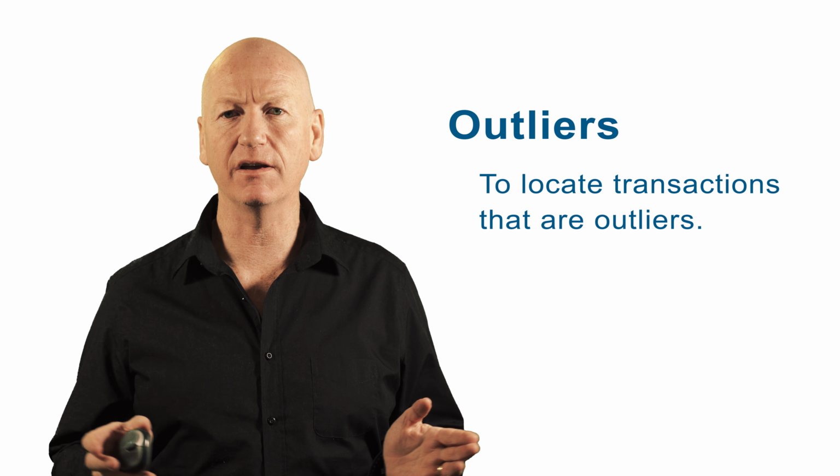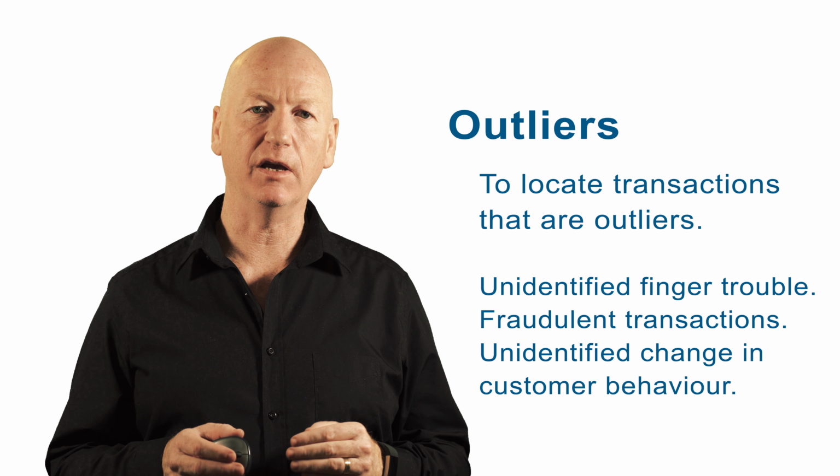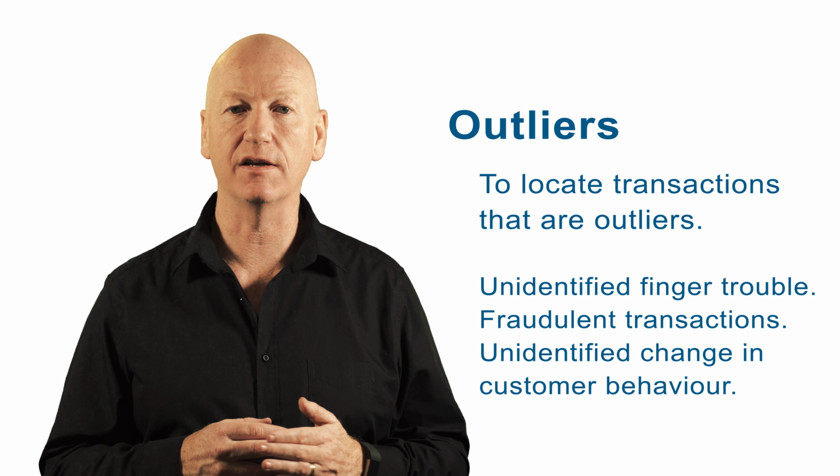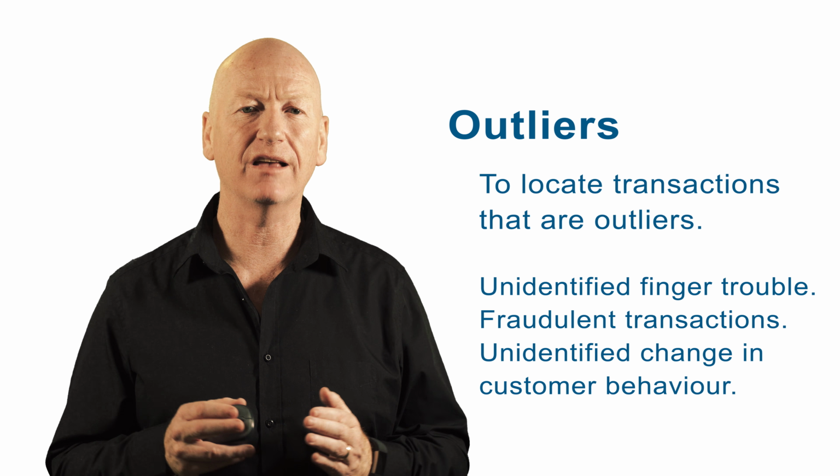In this video, I will demonstrate how CABAM can be used to identify outlier transactions. Why do we do this? Well, there could be finger trouble that hasn't been picked up yet, or there could be fraudulent transactions that CABAM will help you identify, or there could be shifts in customer behavior which has gone unnoticed to date. So let's take a scenario.